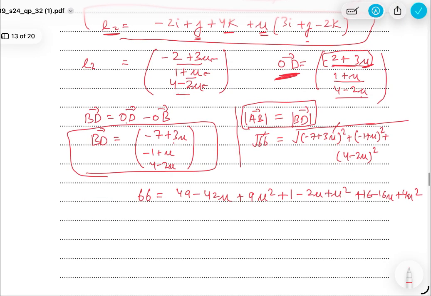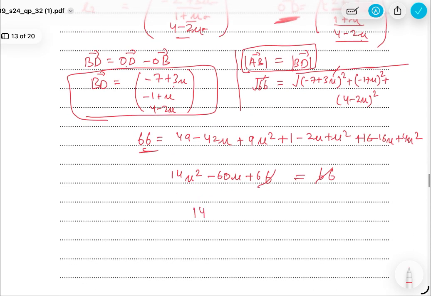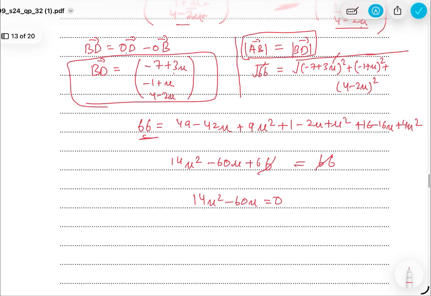Now we'll try to solve it. That would give us 14 mu square minus 60 mu plus 66 equals 66. These two will be cancelled. Okay, so we will have 14 mu square minus 60 mu equals 0.